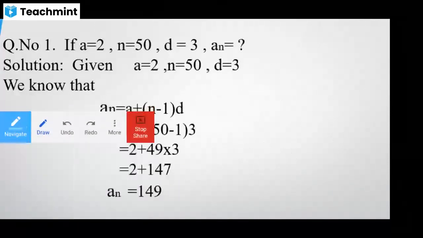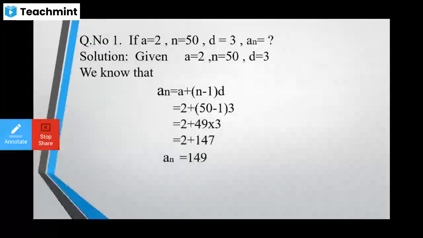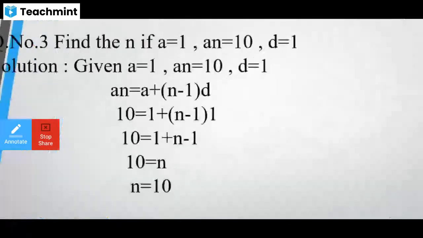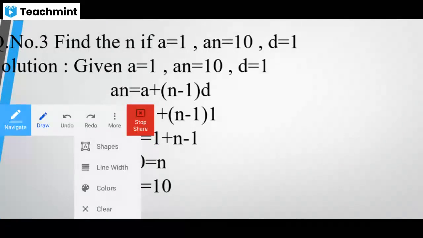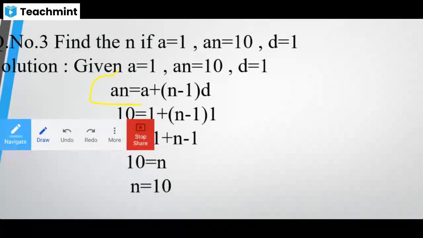Okay, go to the next slide. Find n, if a equals 10, d equals 1. So we have to use the a_n formula. The a_n formula is given by a_n equals a plus (n minus 1) into d.